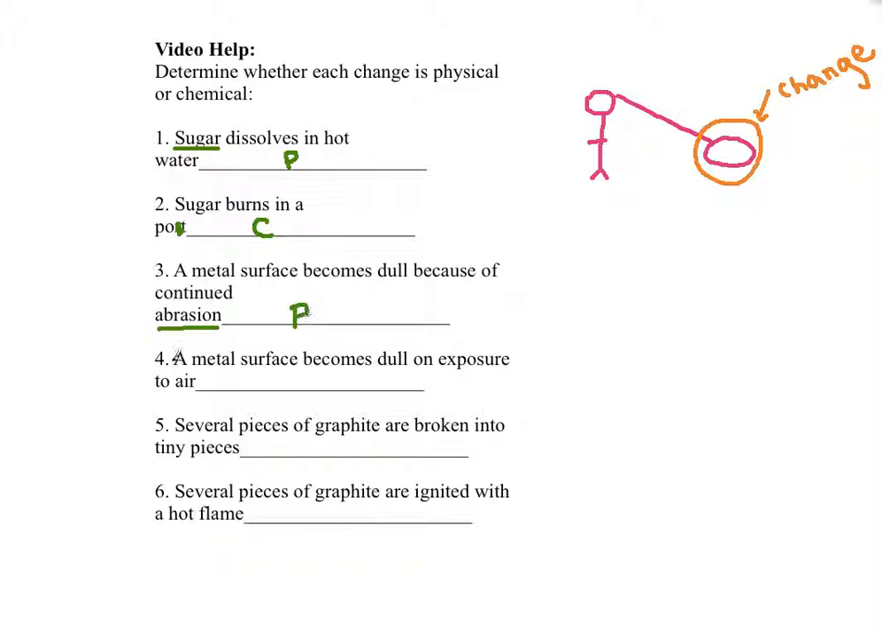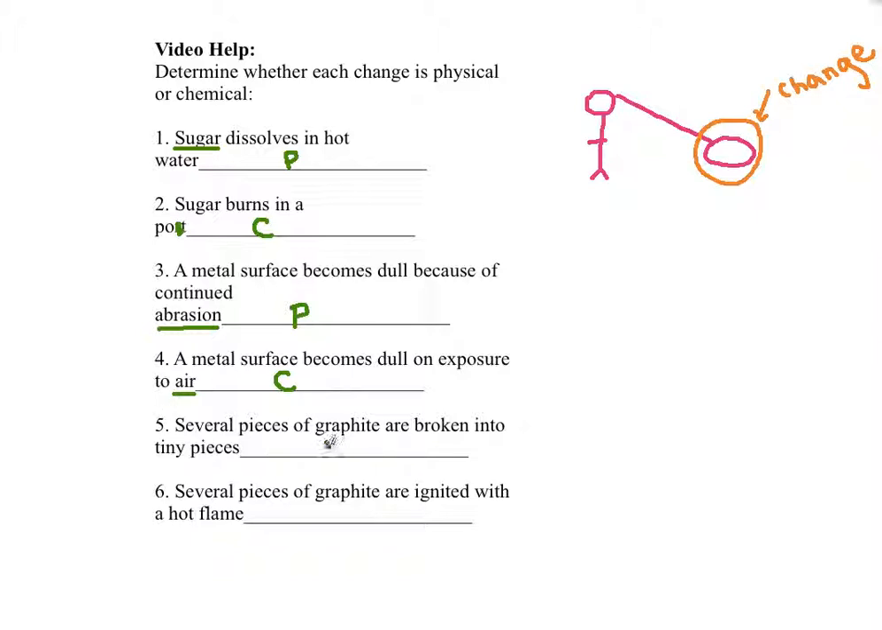All right. Now for 4, if a metal surface becomes dull because of exposure to air, the air is having some sort of reaction with the metal. And so in this case, it's going to be chemical. So if it's clear that there's a reaction occurring, something chemical, right, something chemistry related, it's going to be chemical. If it's clear that it's just a physical change, somehow it's changing but there's no chemical reaction occurring, it's going to be physical.